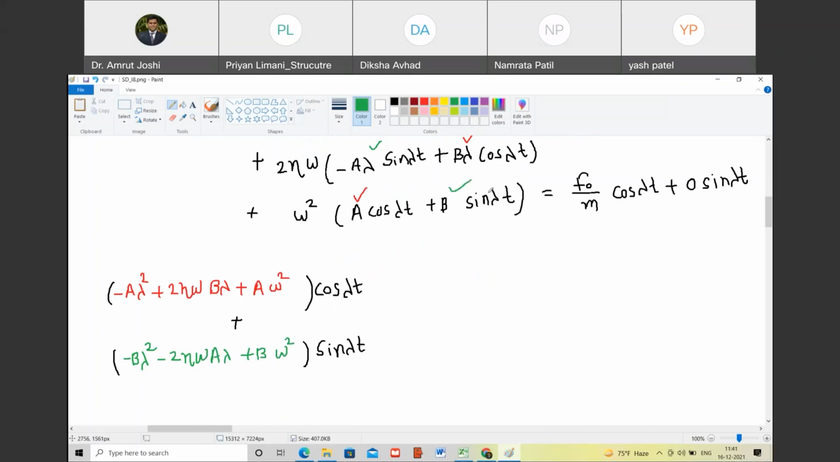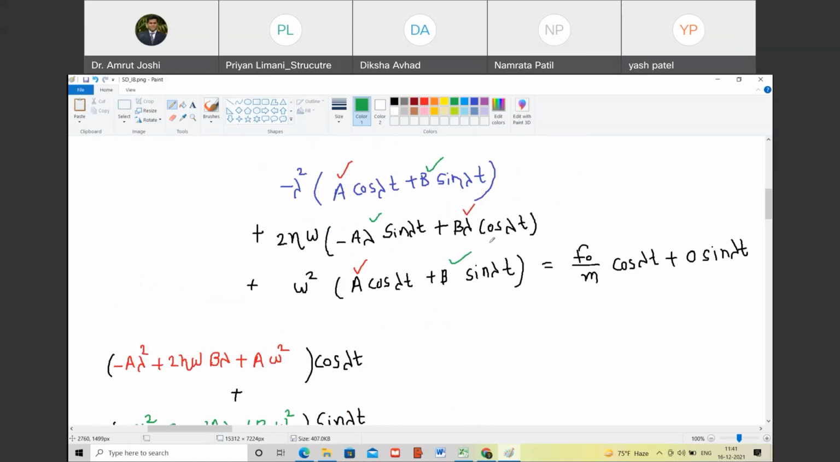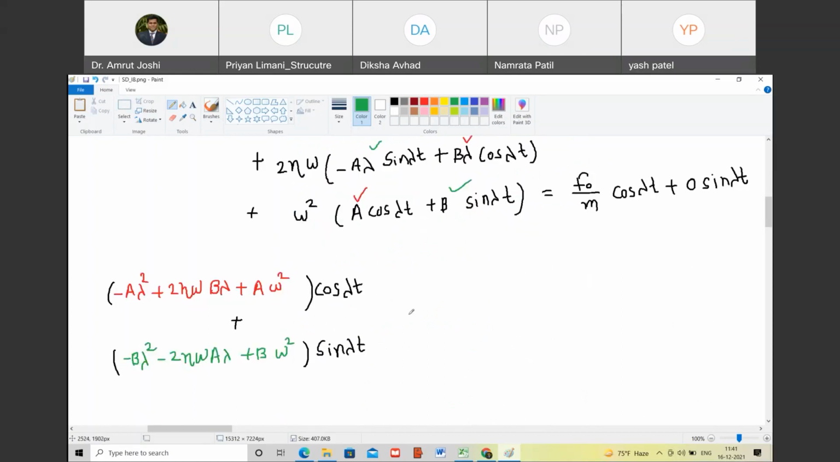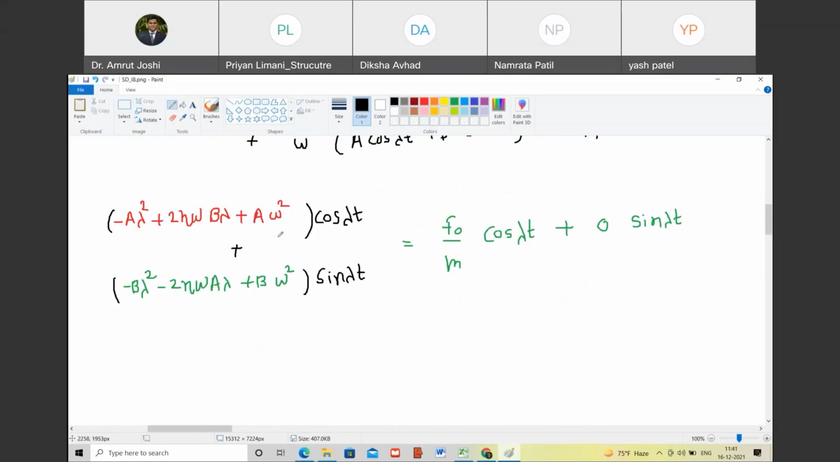Is there any term remaining which doesn't involve either sin lambda t or cos lambda t? There is no such term at all. Are you with me? So there is not a single term which doesn't involve either sin lambda t or cos lambda t. So we have taken care of all the terms. So this must be equal to f0 by m cos lambda t plus 0 sin lambda t. What does that give me? The coefficient of cos lambda t must be equal to f0 by m.